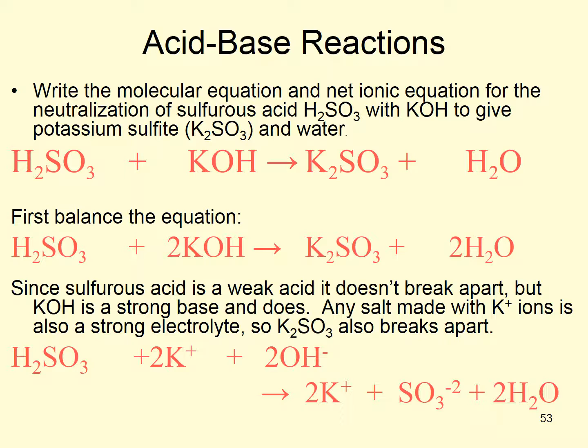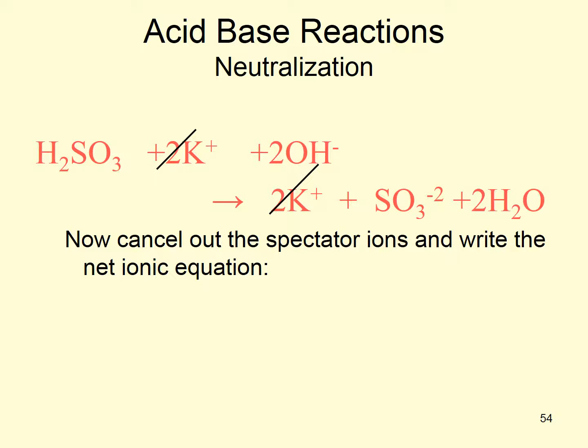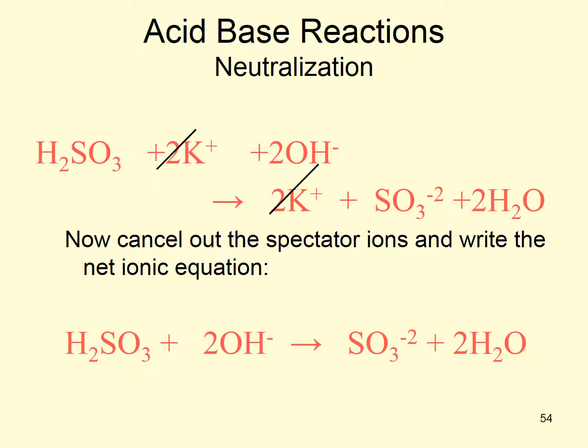On the next step, we start with that, and then we can cross out anything that is a spectator. In this case, the only thing is the K plus ions. And so we have our net ionic equation. Just like the precipitation reactions, notice that the charges are the same on both sides. Even though it's not neutral on both sides, the charge is the same. There's a -2 on the right and 2 -1s, or -2, on the left.